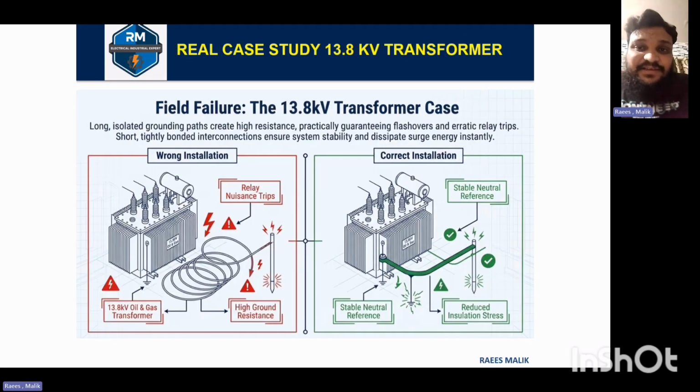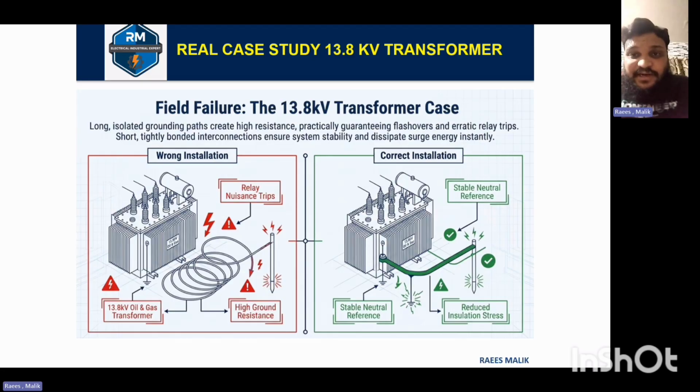So there is a real case study of the 13.8 kV transformer as per NEC Article 242 for voltage greater than 1000 volt AC or 1500 volt DC. The picture clearly shows how the system is installed. On the left side, there is a wrong installation. You can see there are certain loops on the secondary side, and there are certain anomalies. So it is not appropriate and can create nuisance relay tripping and increase the grounding resistance.